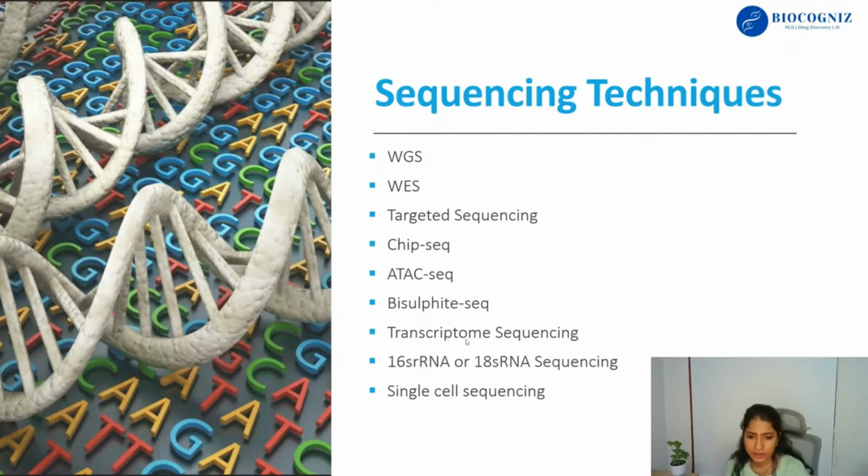And then RNA sequencing is called transcriptome sequencing. If you want to understand the composition of our entire RNA, we call it whole transcriptome sequencing, and if it is only a specific region of RNA, we call it targeted RNA sequencing. Then there is microbiome sequencing or metagenomics, where we try to understand the genomic sequences of bacteria, fungi, viruses, and all kinds of microbiomes. The sequencing techniques are 16S rRNA and 18S rRNA sequencing.